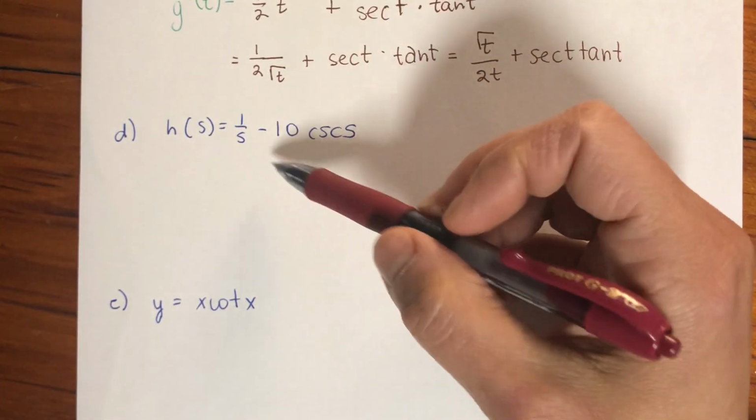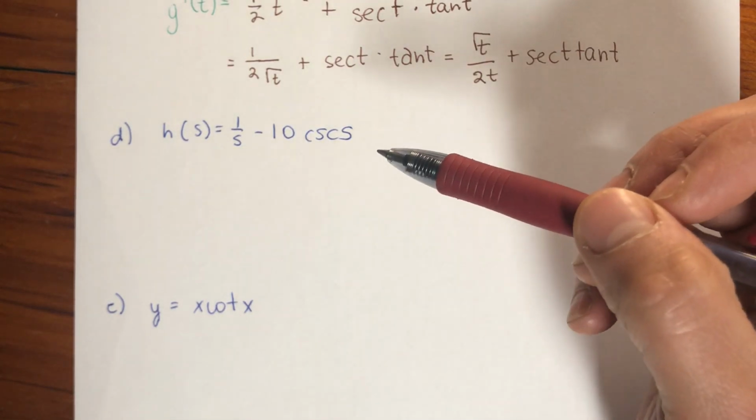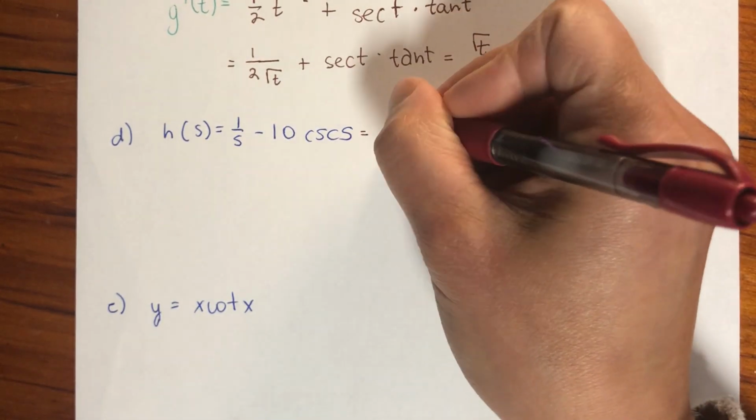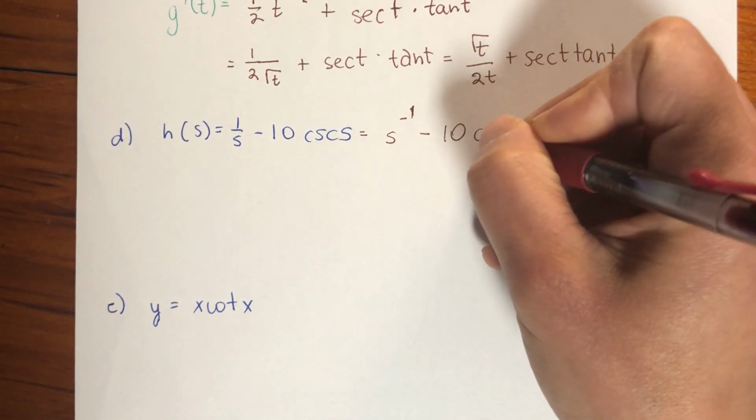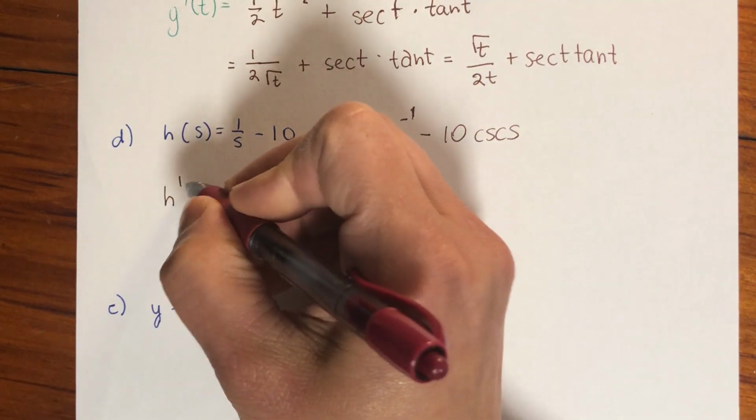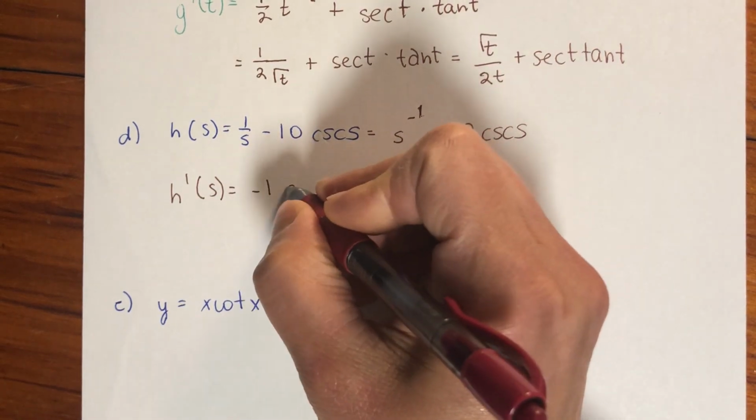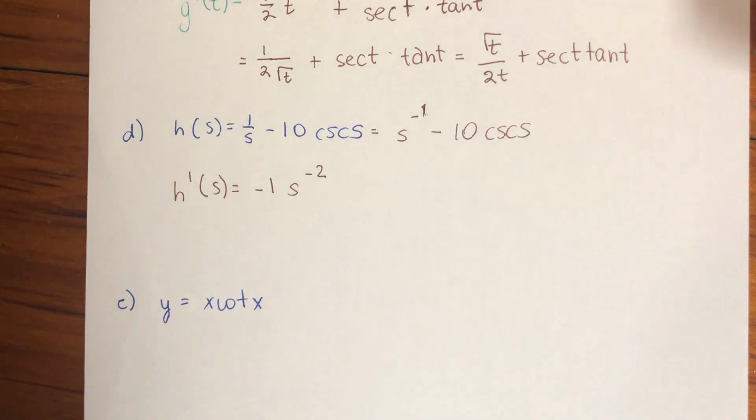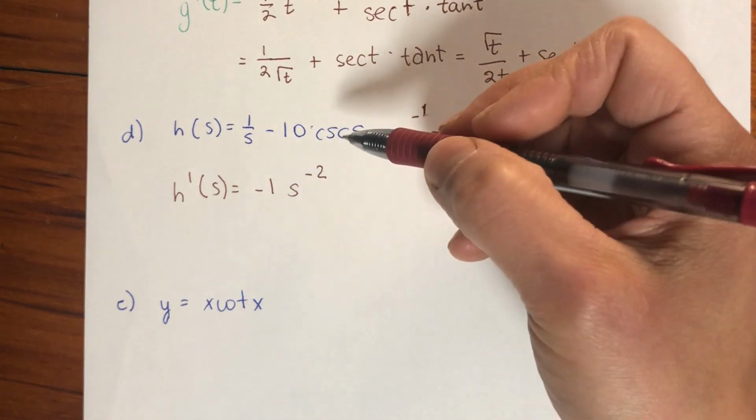I have 1 over s minus 10 cosecant of s, and the same idea. I see this a little bit better if I write this as s to the negative 1 power minus 10 cosecant of s. Now I am able to find the derivative. So negative 1 will go in front, and s is going to be raised to the power of negative 2 because we are lowering our exponent. And then notice this is multiplication.